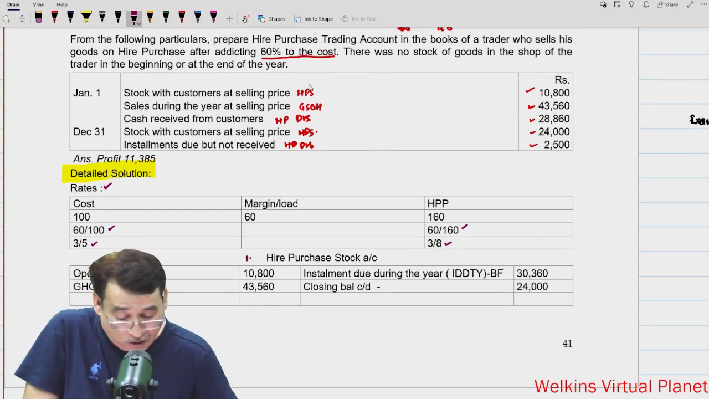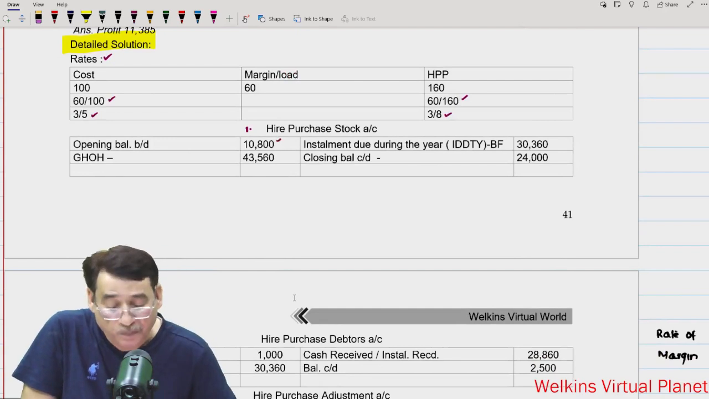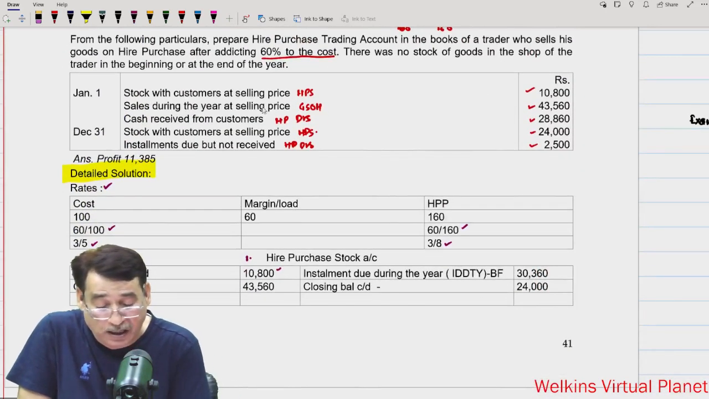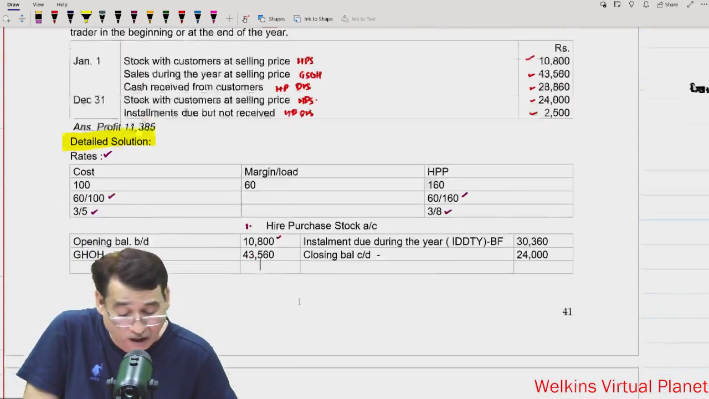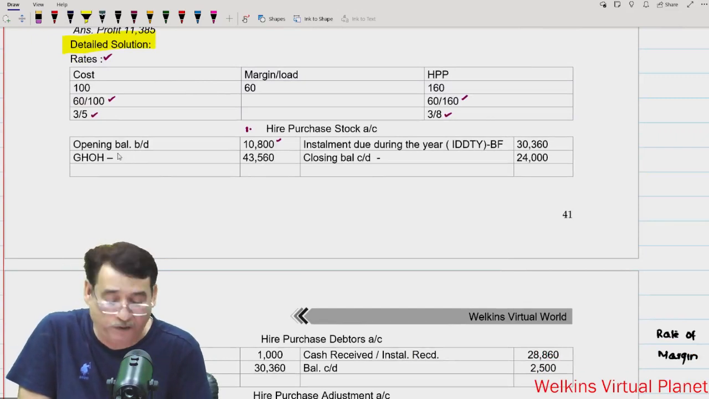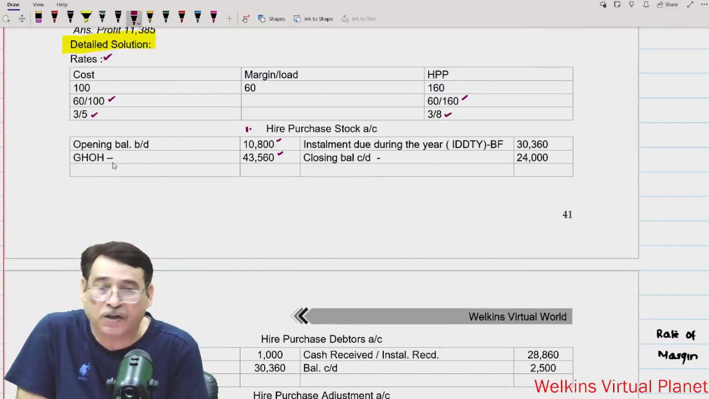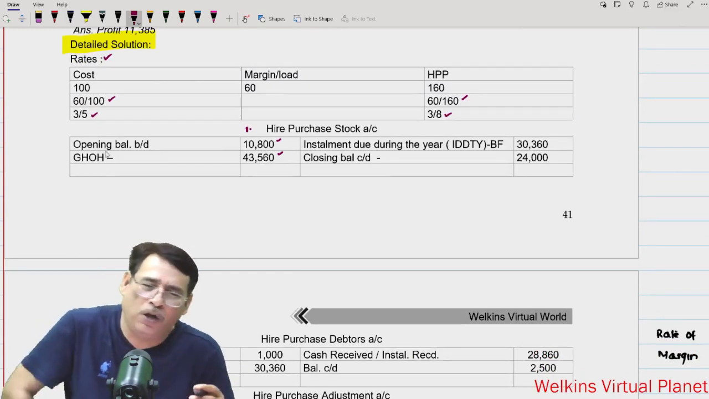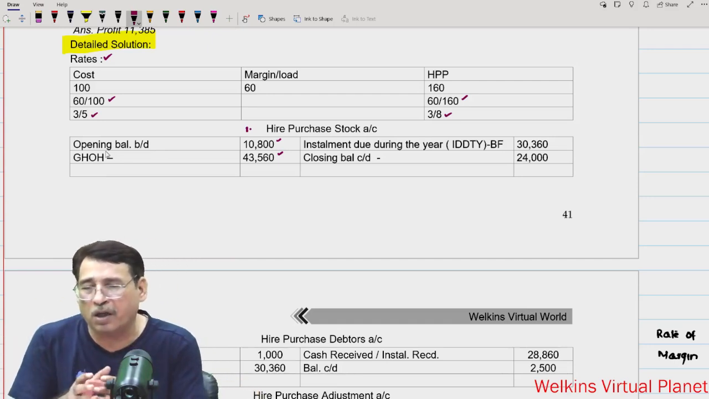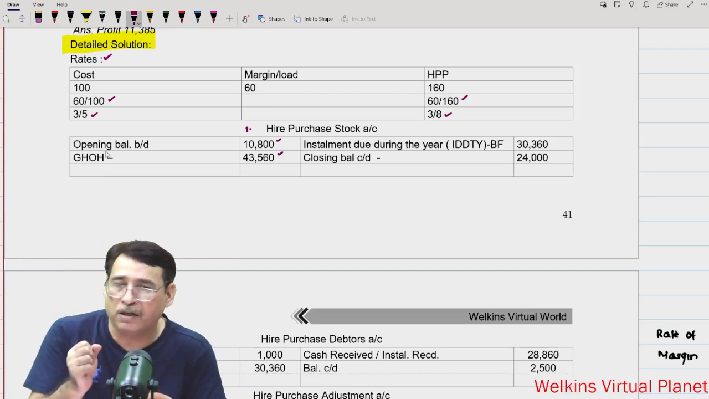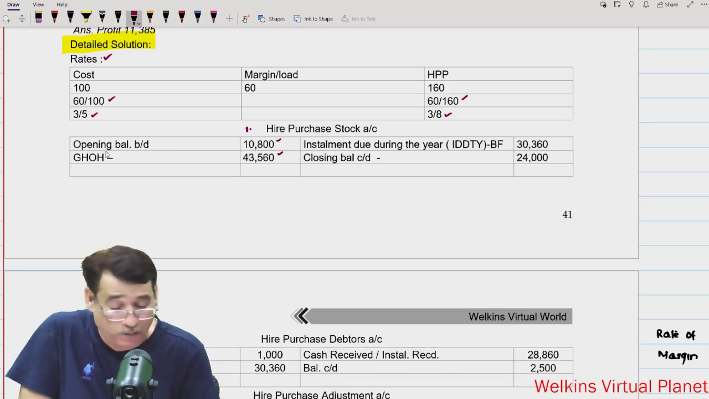So in the hire purchase stock account, I am going to write opening balance 10,800, correct? Then I look into the further information, sales during the year. It means goods sold on hire. At selling price means at hire purchase price. So goods sold on hire is already given to you at hire purchase price, 43,560. Because this item is given, no information related to the stock in godown account is required. Generally, the stock in godown account is prepared to find out goods sold on hire, and in this question goods sold on hire is given.